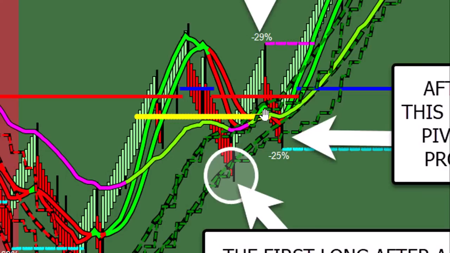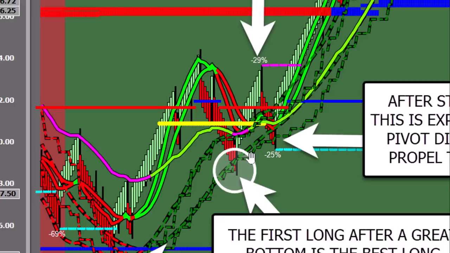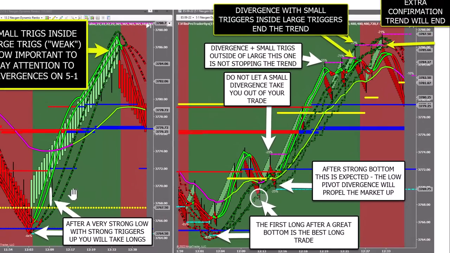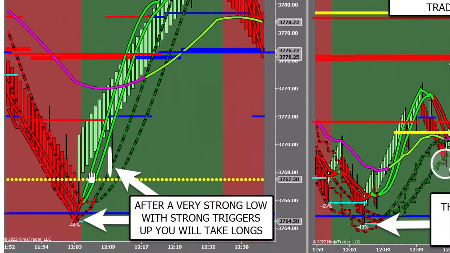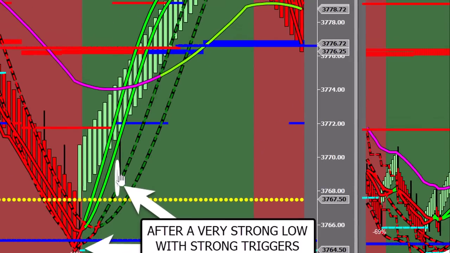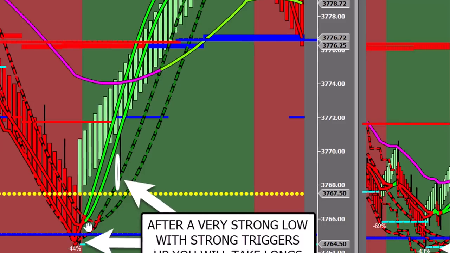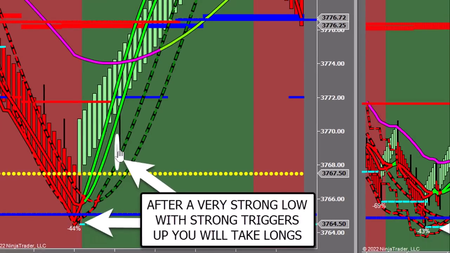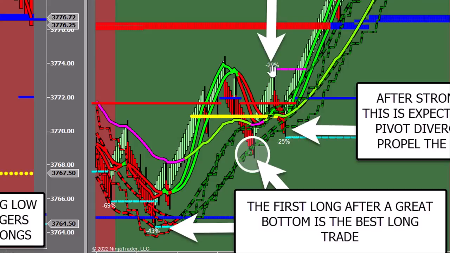And that's not the case. You have to be able to step back and say, what is my large chart doing? And what is my large chart expectation? And do I have a good bottom? And do I have strong triggers? And if I do, I might have to ignore a divergence with the small triggers inside.